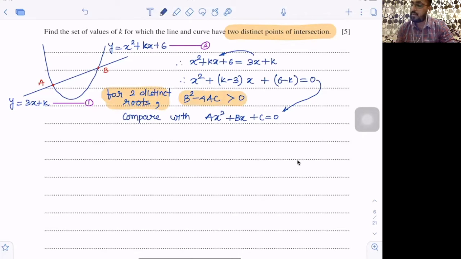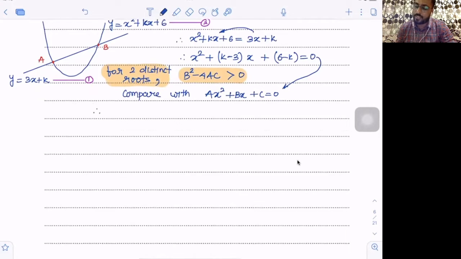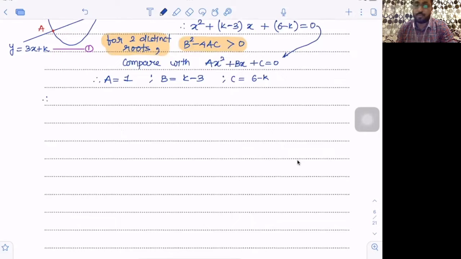So I'm going to compare my given quadratic equation with ax square plus bx plus c equal to 0. That gives me the value of a as 1, the value of b as k minus 3, and the value of c as 6 minus k, right? So let's take b square minus 4ac greater than 0. B is k minus 3, so I write (k minus 3) the whole square minus 4, a is 1, c is 6 minus k. This should be greater than 0.